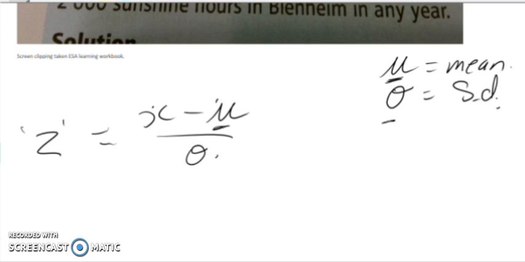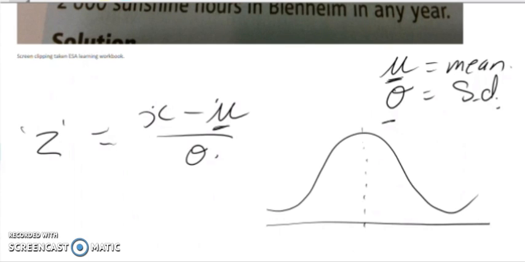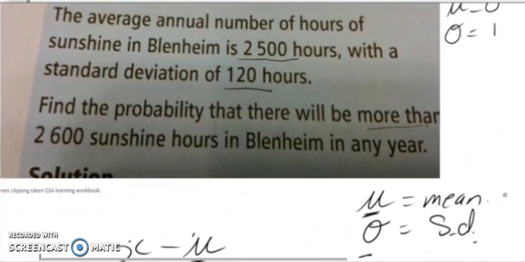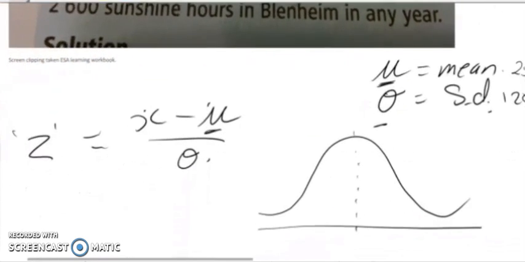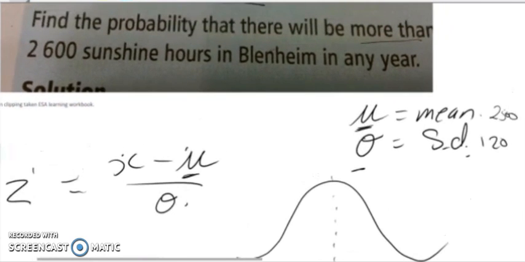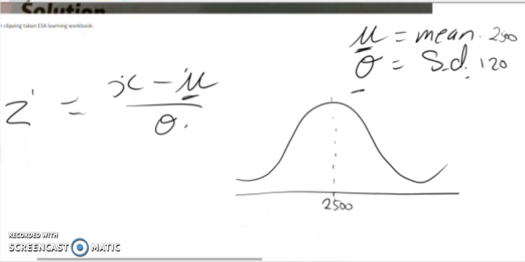Okay, so the first thing we have to do before we try and solve any normal problem is to draw a picture. It says at the beginning that the mean is 2,500 with a standard deviation of 120. So in here we're going to put the 2,500 hours of sunshine. But we want to know the probability there'll be more than 2,600. That's 2,500, 2,600 is over here somewhere. And we want to know the probability that it's more than that. So we want this probability.